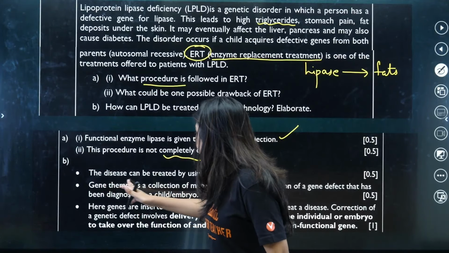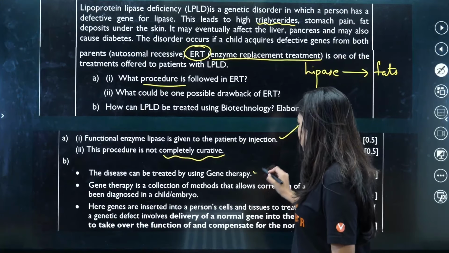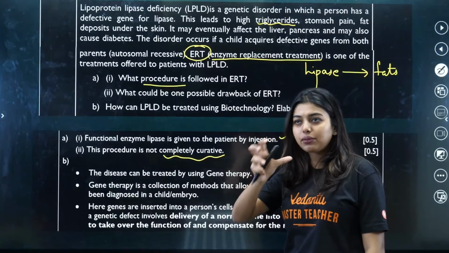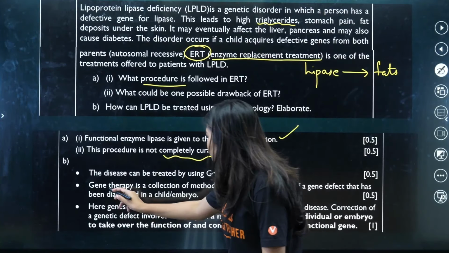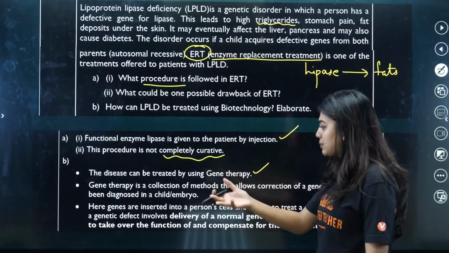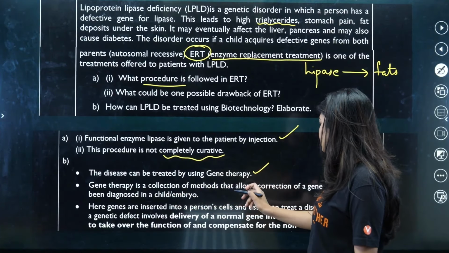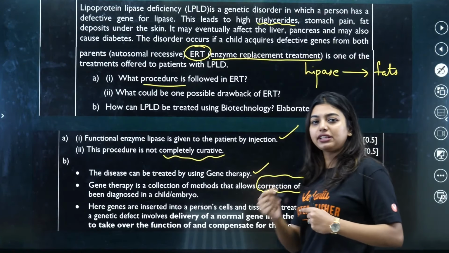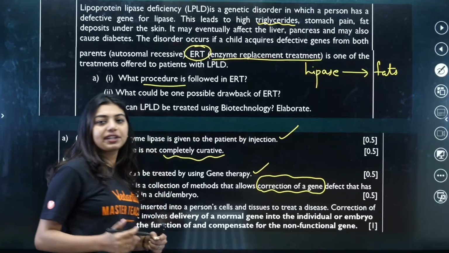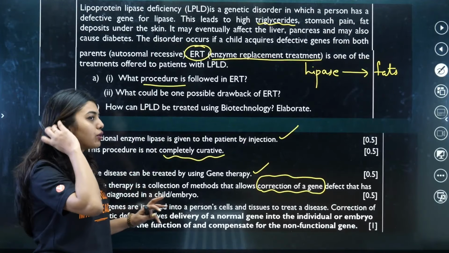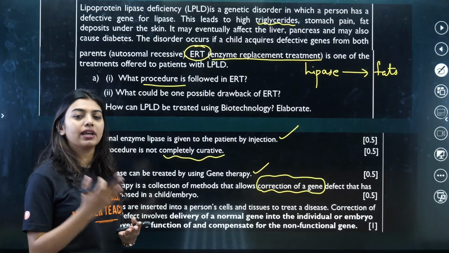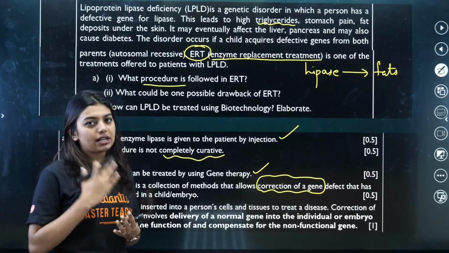Now, the disease can be treated by using gene therapy. How can we treat the disease? By changing or playing with the genes. Gene therapy is a collection of methods that allow correction of the gene. That is what I told you. Simple way, just modifying the gene. Because injecting is not a solution, like how dialysis is not the solution and transplantation is the solution, same way injection is not the solution, gene therapy is the solution.